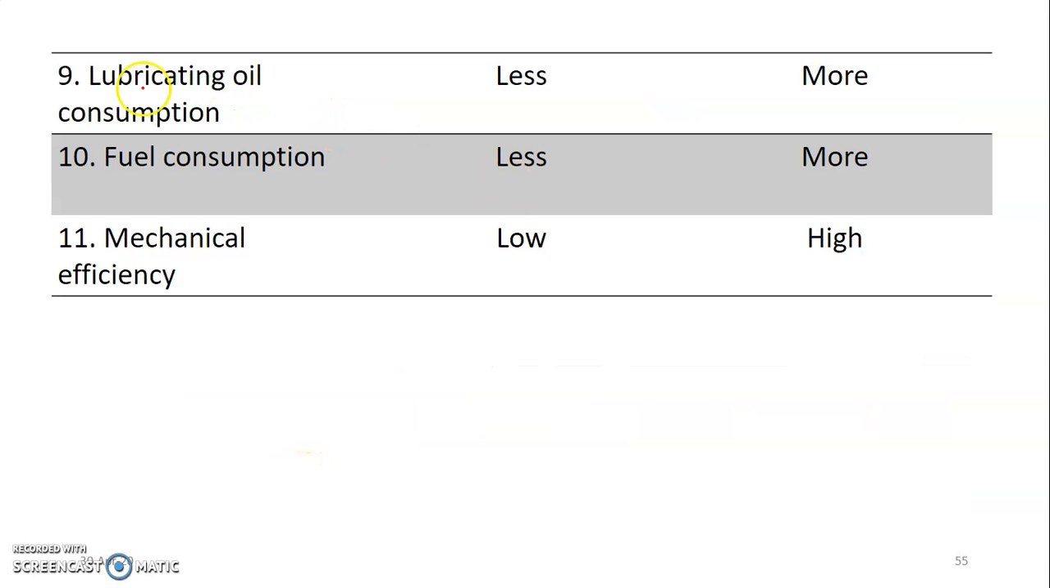So the ninth one, lubricating oil consumption. We use lubricating oil to lubricate the moving parts of the engine. That is less in a 4-stroke engine and more in a 2-stroke engine, because enormous heat is produced in a 2-stroke engine, so it requires more lubricating oil. Fuel consumption is less in a 4-stroke engine and more in a 2-stroke engine. The mileage is less in a 2-stroke engine, but in a 4-stroke engine the mileage is very high, because it consumes less fuel. And mechanical efficiency is low in a 4-stroke engine, but in a 2-stroke engine it is very high.